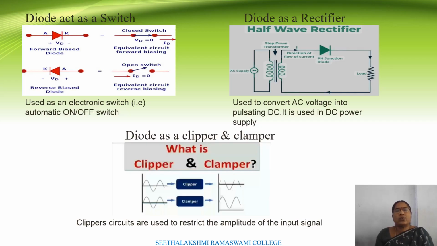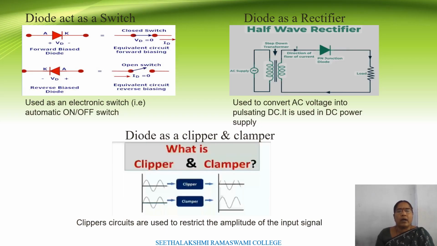Now the diode is used as a rectifier. Rectifier means converting AC voltage into pulsating DC voltage. Here we see the half-wave rectifier circuit. In the half-wave rectifier circuit, the diode conducts during the positive half cycle of the secondary voltage, so we get the output in the load. During the negative half cycle of the secondary voltage, the diode does not conduct and we don't get the output. So this rectifier is called a half-wave rectifier.